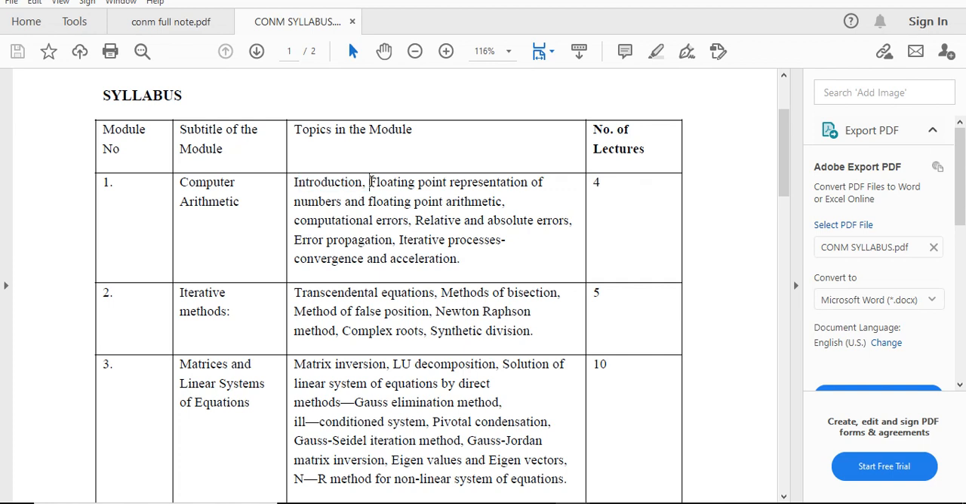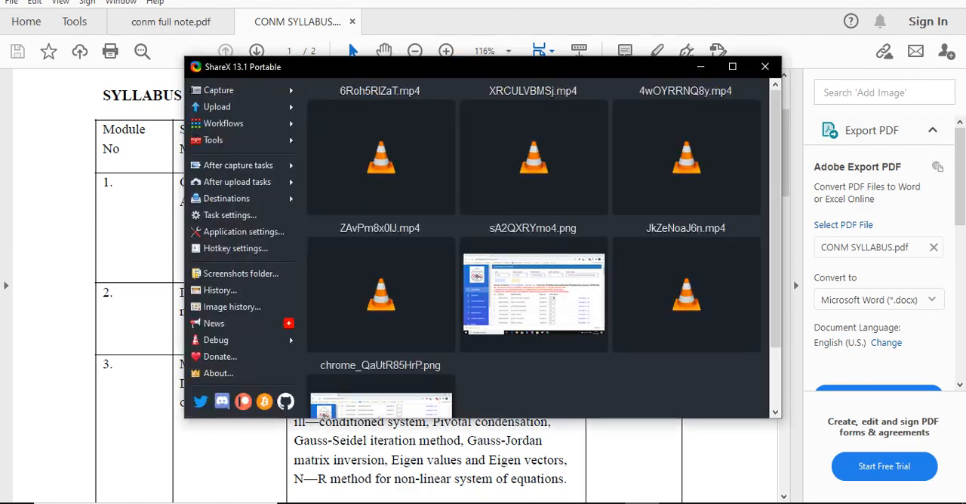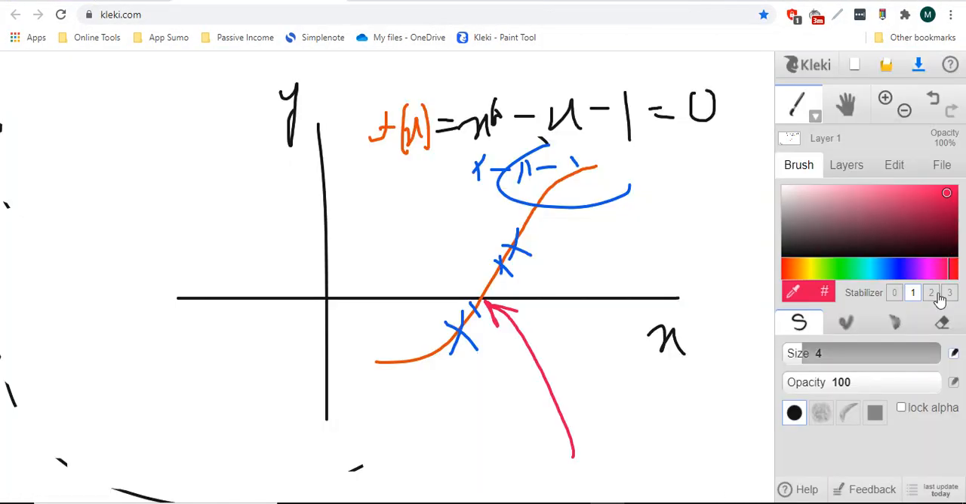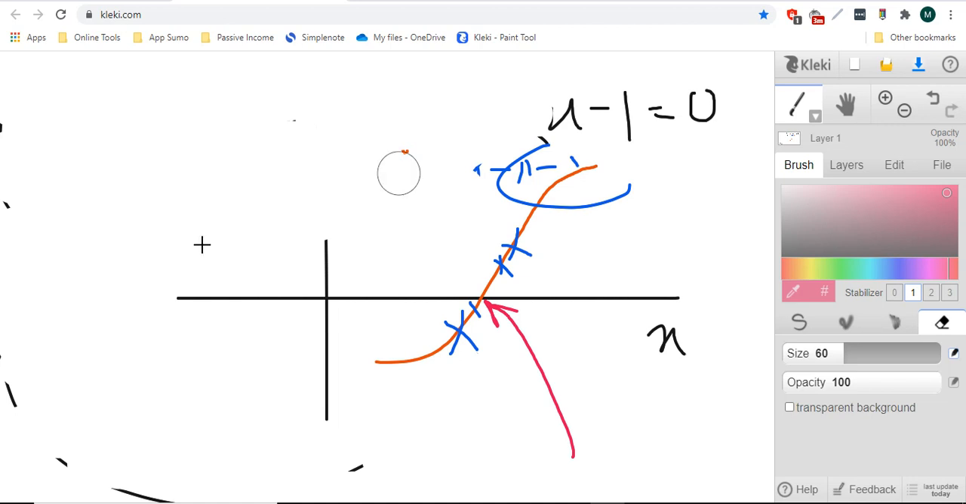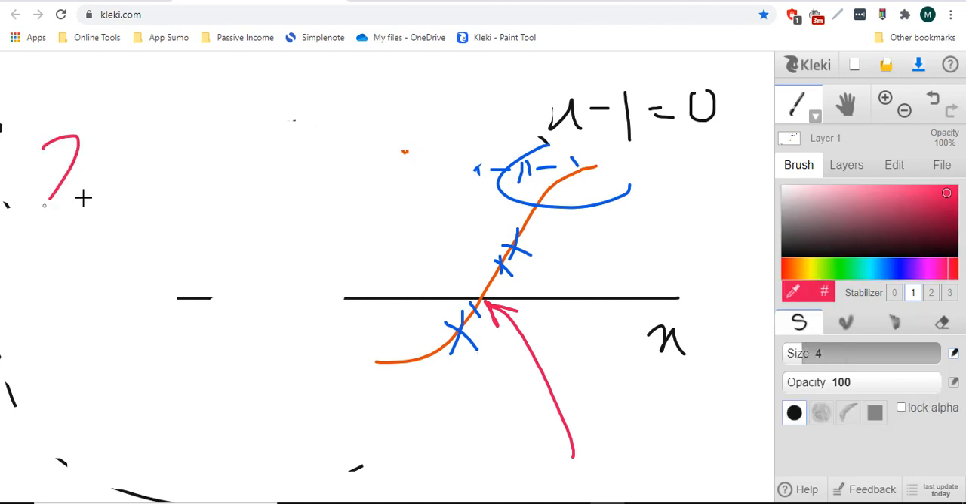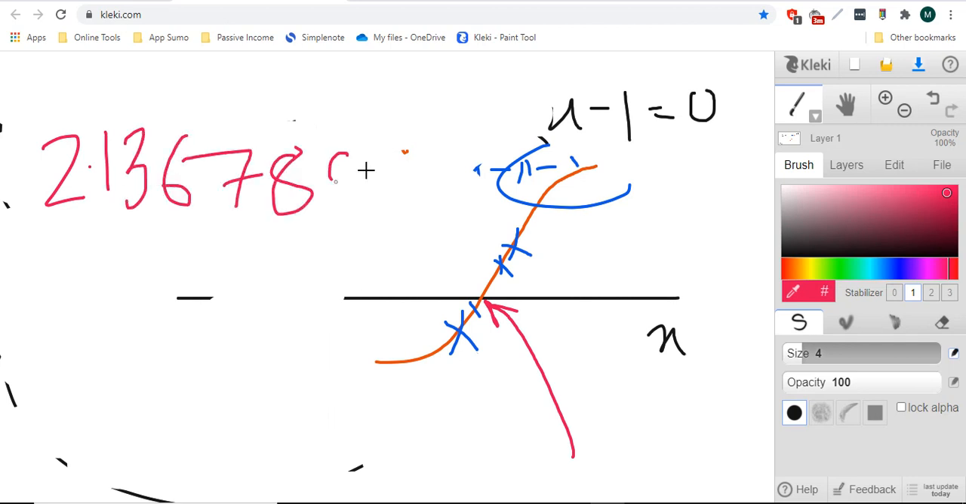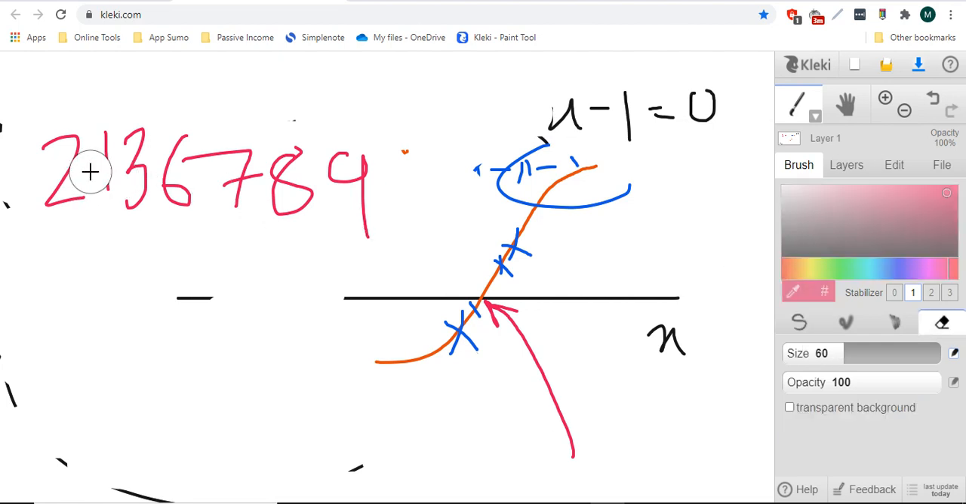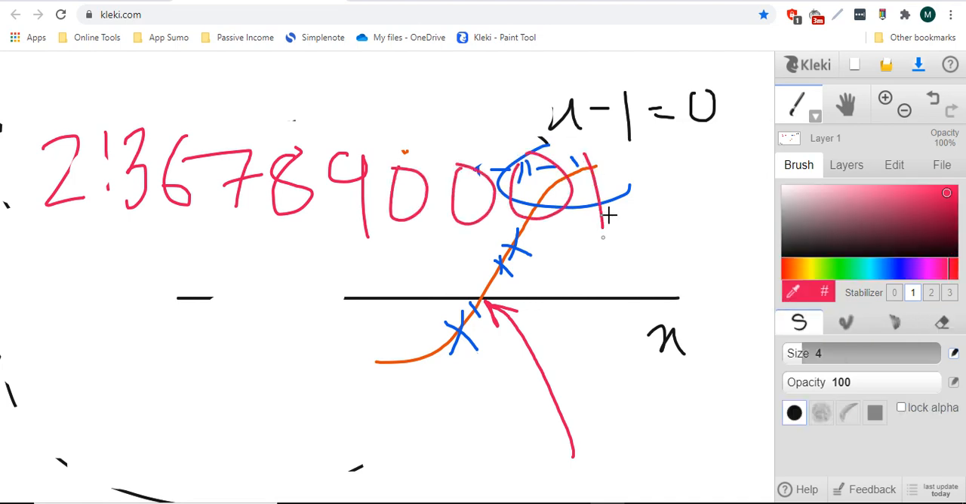Then we have floating point representation of a number. What is floating point representation? Suppose I give you a very large number, like 2.13678, 9000123, and so on, continuing up to 20 places. How do we represent such a big number on a computer?